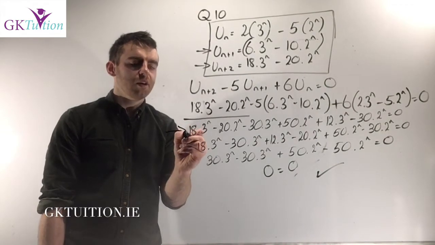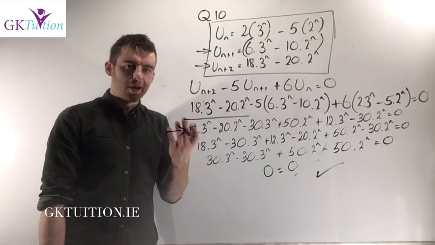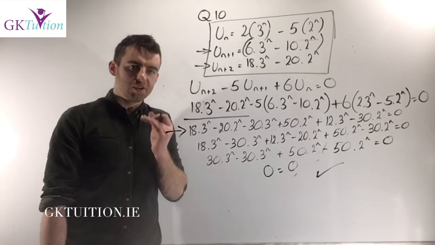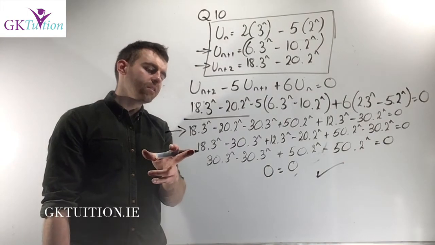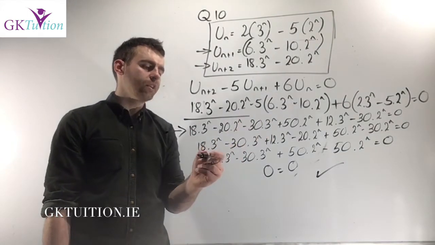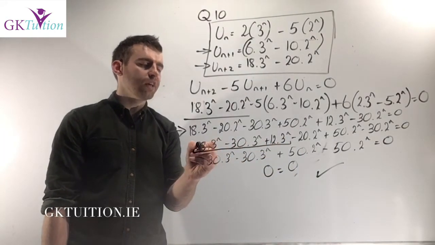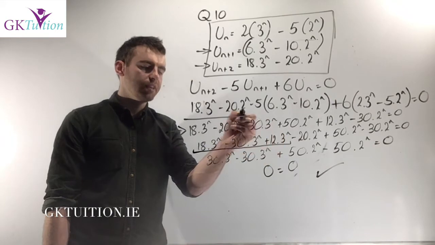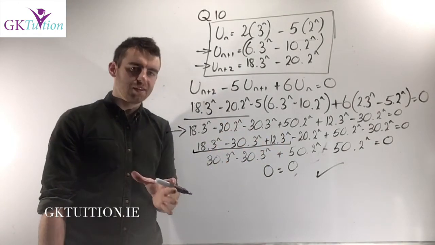On this line, we have a load of like terms. We have some terms that have 3 to the power of n's in them, some terms that have 2 to the power of n's in them. So all I've done then is I've grouped them. We had 18 times 3 to the power of n minus 30 times 3 to the power of n plus 12 times 3 to the power of n. Let's just focus on those three terms first of all. Plus 18 plus 12 is plus 30, minus 30 is 0. So all the 3 to the power of n's cancel each other out.